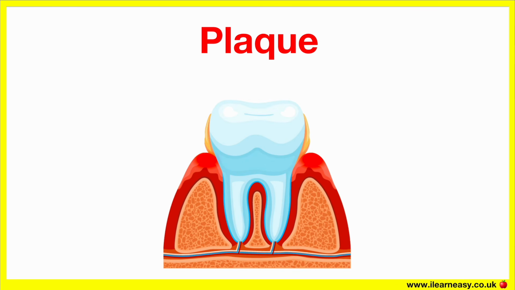Plaque. Plaque is a soft, sticky film made up of bacteria, food particles, and saliva that constantly forms on your teeth. After eating, bacteria in your mouth feed on sugars. The bacteria produce acids as a byproduct. These acids attack your enamel, leading to caries, which is tooth decay, and gum disease if the plaque is not removed.